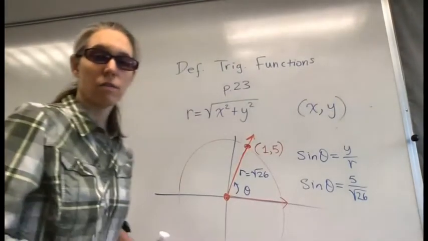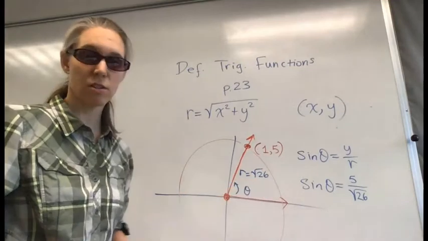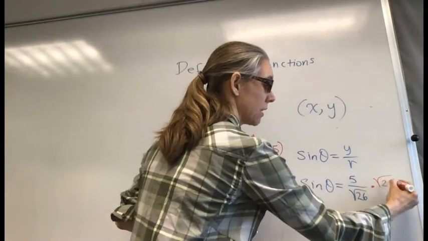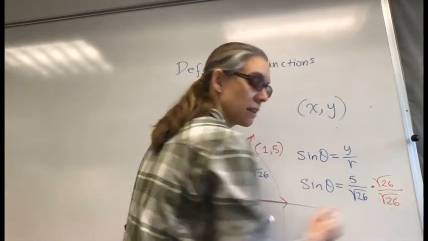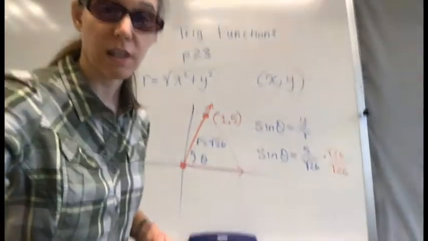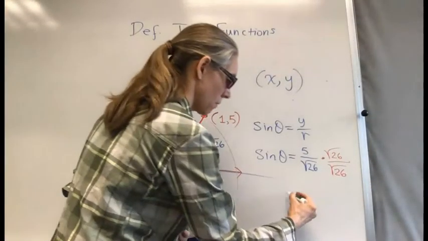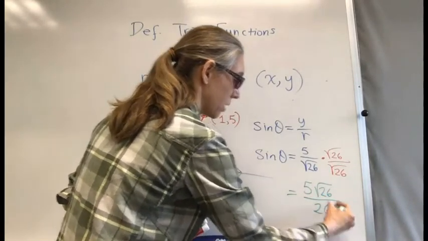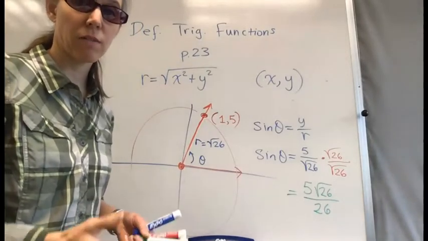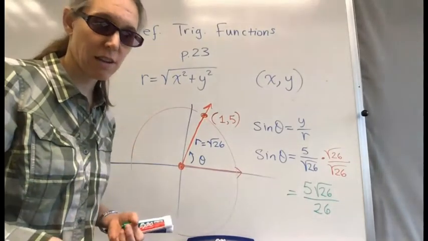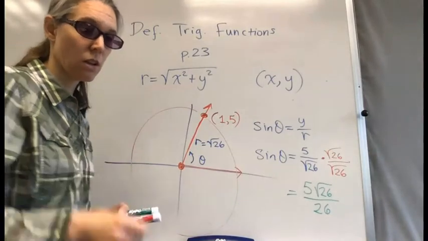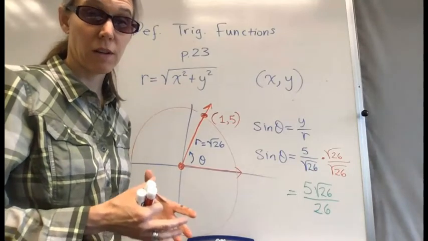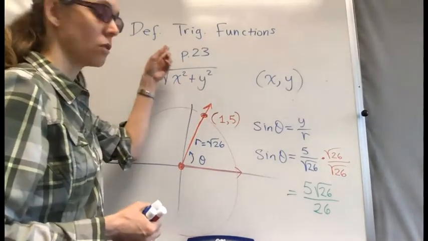5 over root 26 has an irrational denominator, so we need to rationalize this denominator. Multiply by root 26 over root 26, and then we see that our final answer for the sine of theta will be 5 root 26 over 26. In the same way, we can find cosine of theta, tangent of theta, as well as the reciprocal functions, cotangent, secant, and cosecant. These are all defined for you in a green box on page 23.